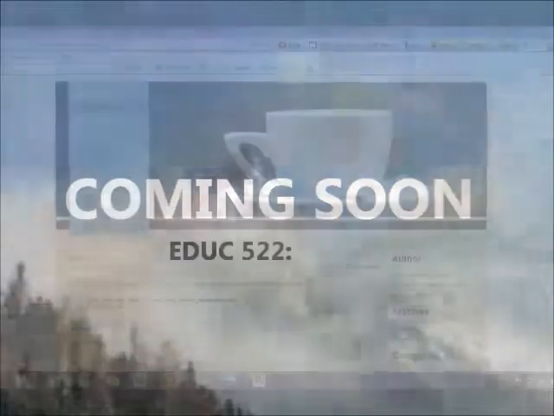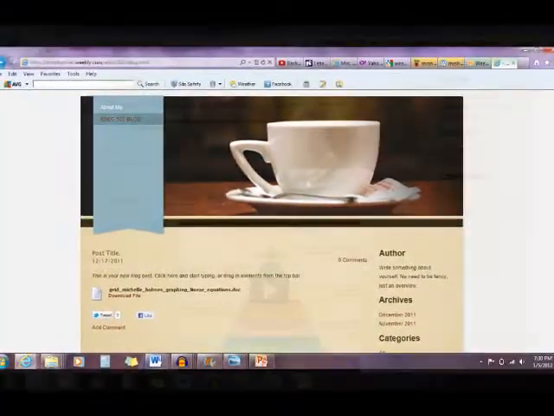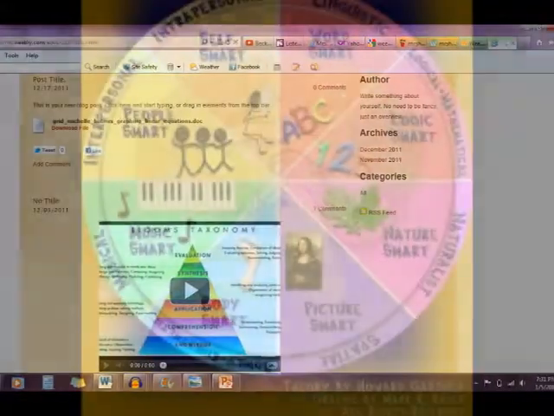In Education 522, I created my first Weebly. This course allowed us to research and incorporate Bloom's taxonomy and the multiple intelligences into a unit plan.